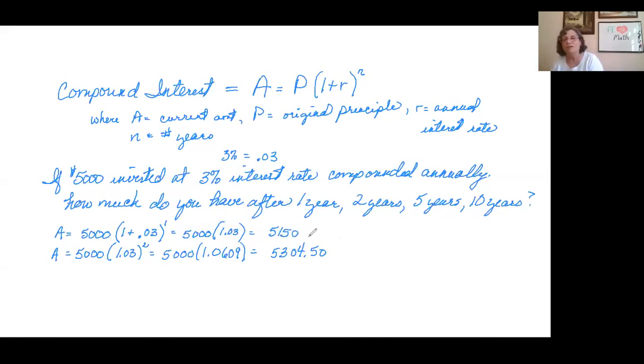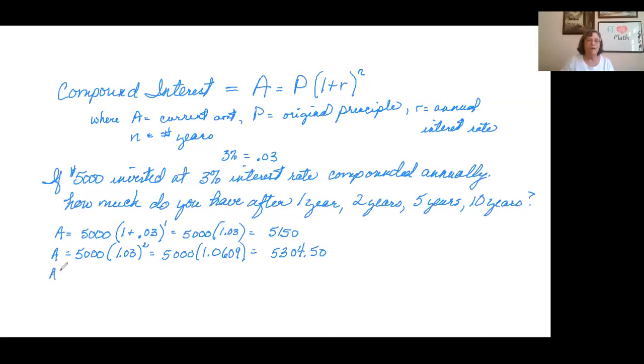So the first year we got $150 in interest. By the second year, we get an extra $4.50 based on the $150 interest on the 5,000, and an extra $4.50 based on the interest on the 150 that we put there.